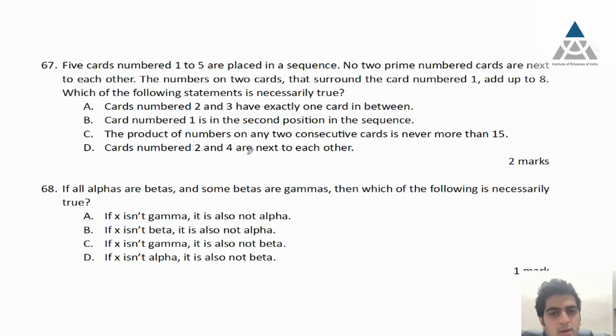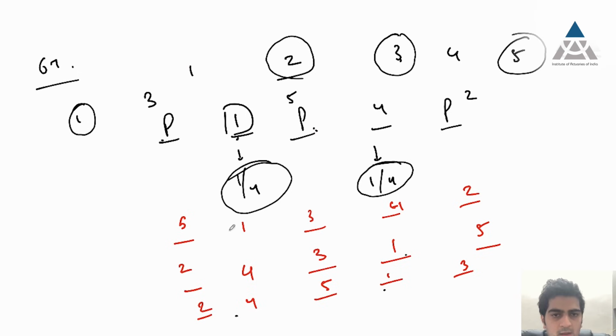So cards number 2 and 4 are next to each other. So 2 and 4 will always be next to each other, and that is yes, because 1 is always surrounded by 3 and 5 and 1 is not on the edges, cannot be on the edges. So 1, 3 and 5, so 2 and 4 will always be next to each other.